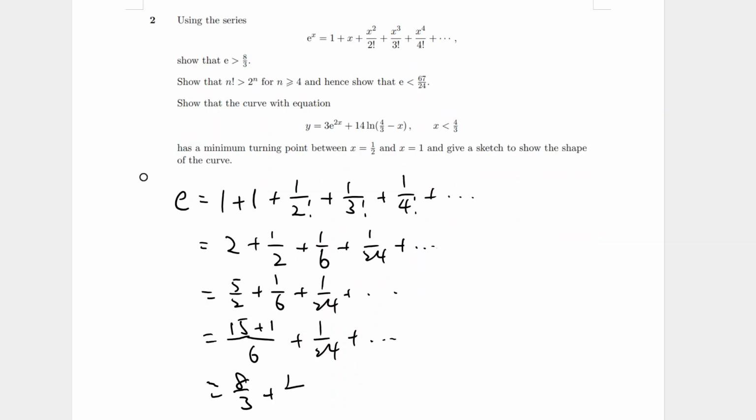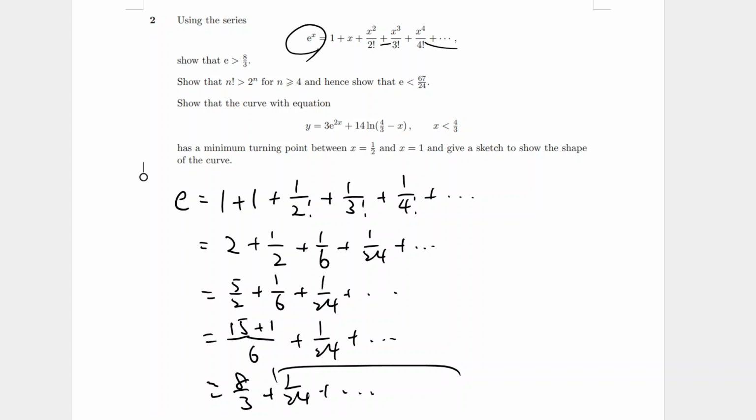And what can I say about the terms after it? All of them are positive, right? It's just 1 over something factorial. Nothing is negative. All of the terms in the expansion of e to the x are all pluses anyhow. So e is larger than 8 over 3. Job done. So don't give up halfway, please.